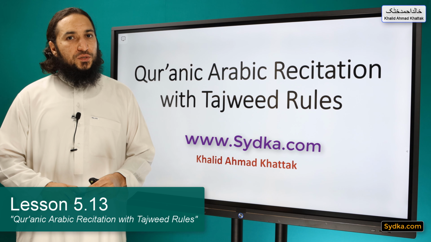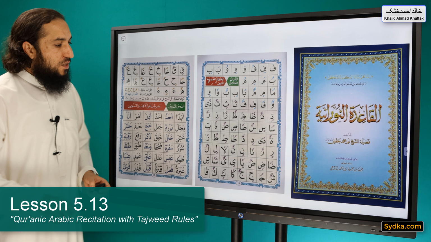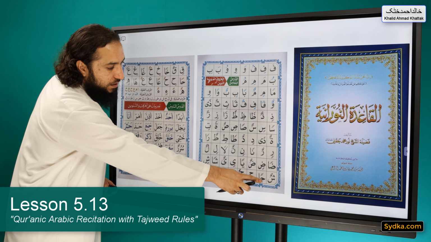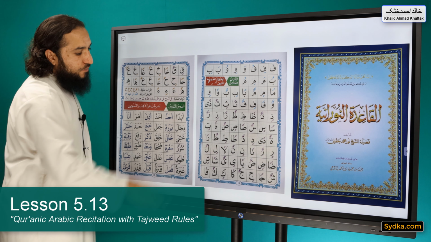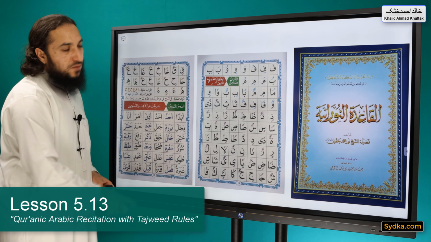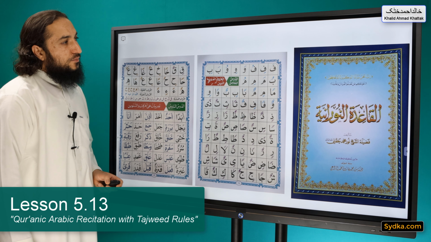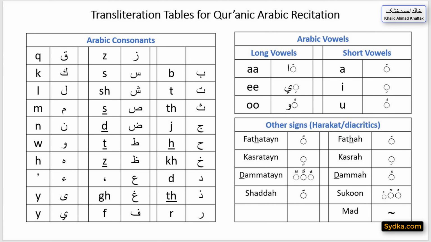Welcome back to another session of Qur'anic Arabic Recitation with Tajweed Rules. In this session, we will be studying the next 9 syllables from here to there. It's page number 11 and page number 12 of Al-Qaida Nuraniyah. And this slide is just a reminder for transliteration purposes.